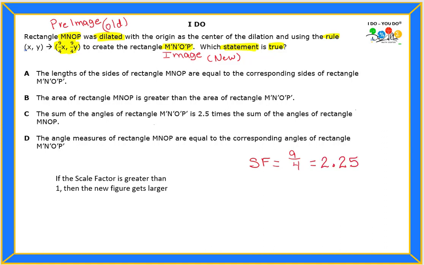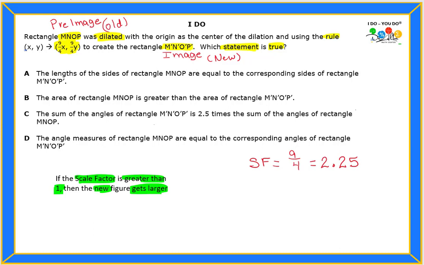Okay, so now I want you to look at what I have on the left side. It says, if the scale factor is greater than 1, then the new figure gets larger. So we need to analyze that, right? What's going to happen to the new shape if the scale factor is greater than 1? It's going to get larger. The new one gets larger.